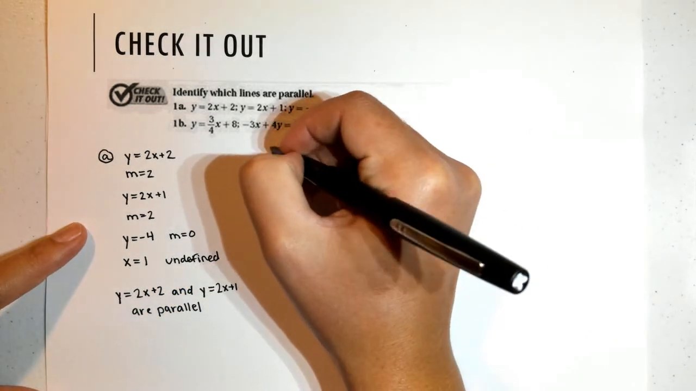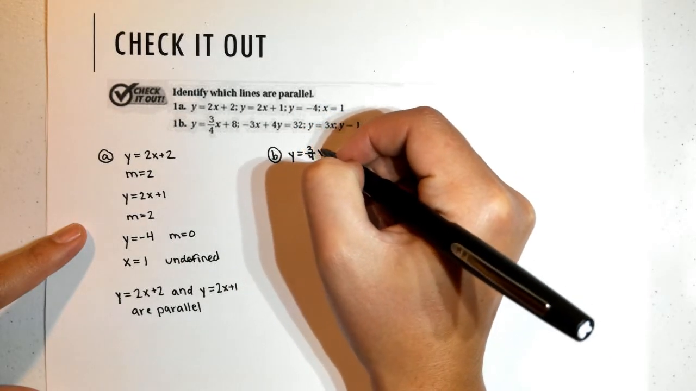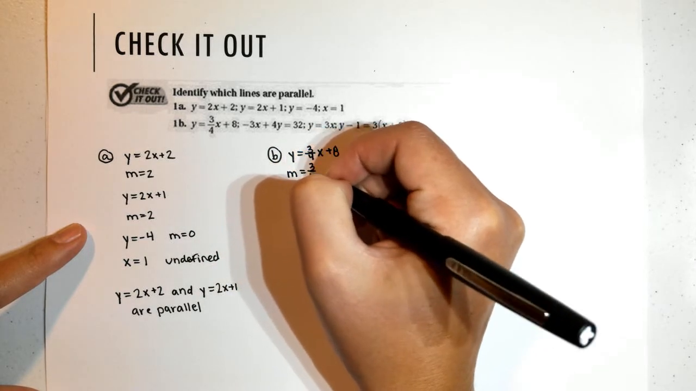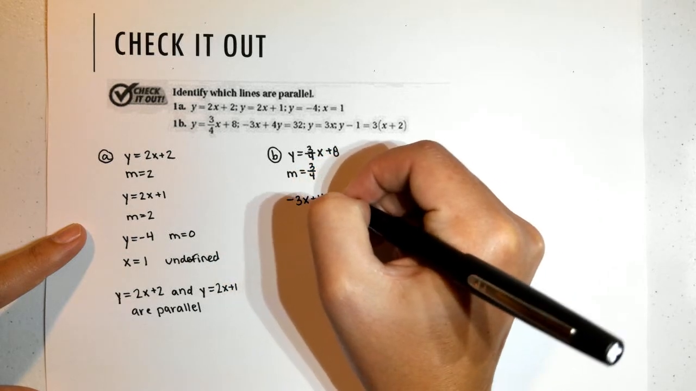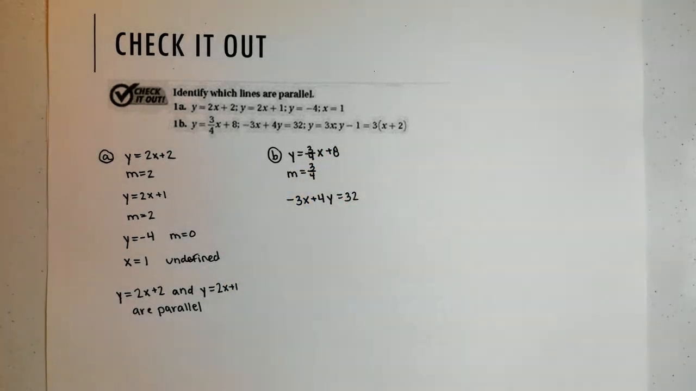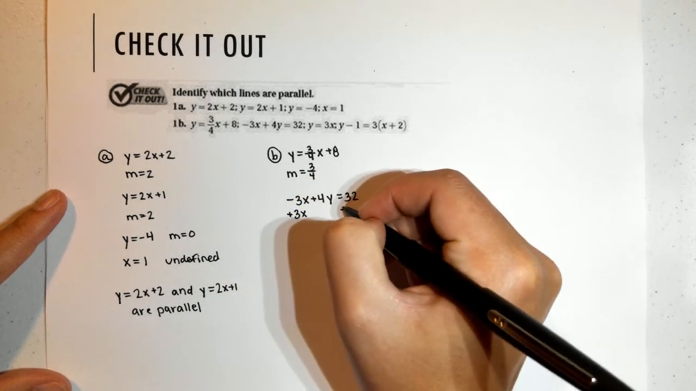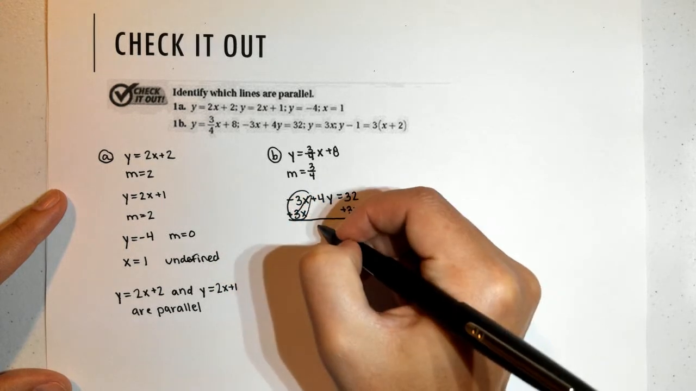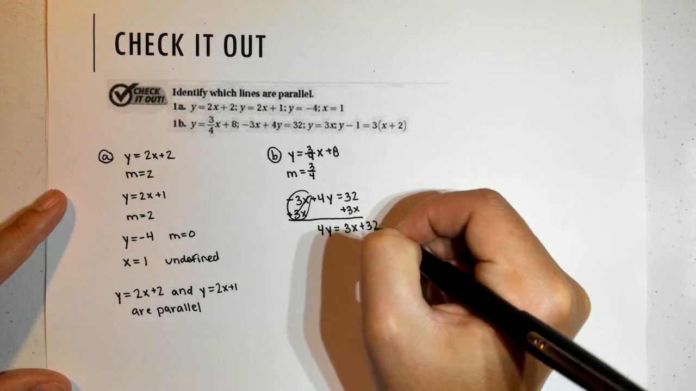Part B, first equation, y equals 3/4 x plus 8. Already in slope-intercept form, my slope is 3/4. The second equation, negative 3x plus 4y equals 32. I need to rewrite that in slope-intercept form, so I'm going to isolate that 4y by adding 3x to both sides. Negative 3x plus 3x gives me 0, so I'm left with 4y. And then on the right-hand side, I have 3x plus 32.